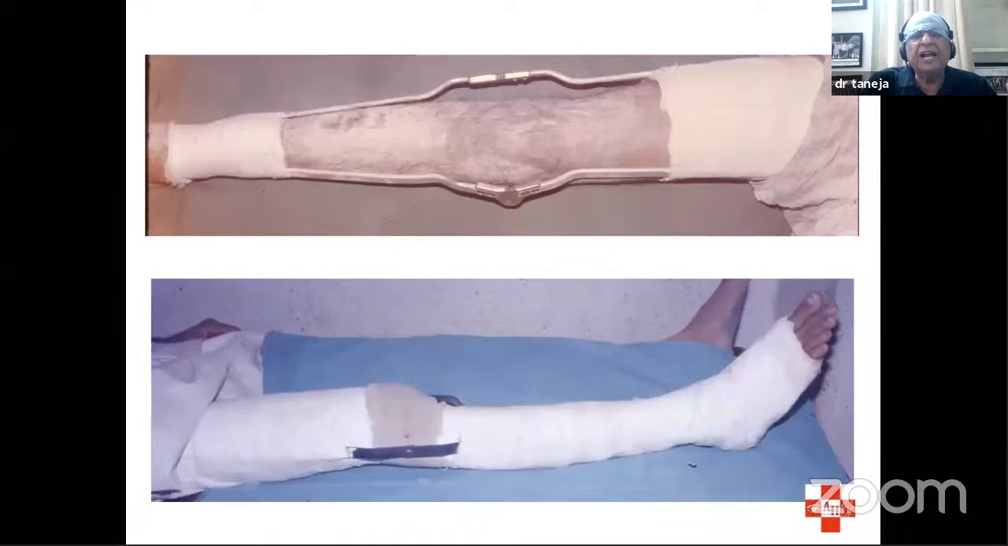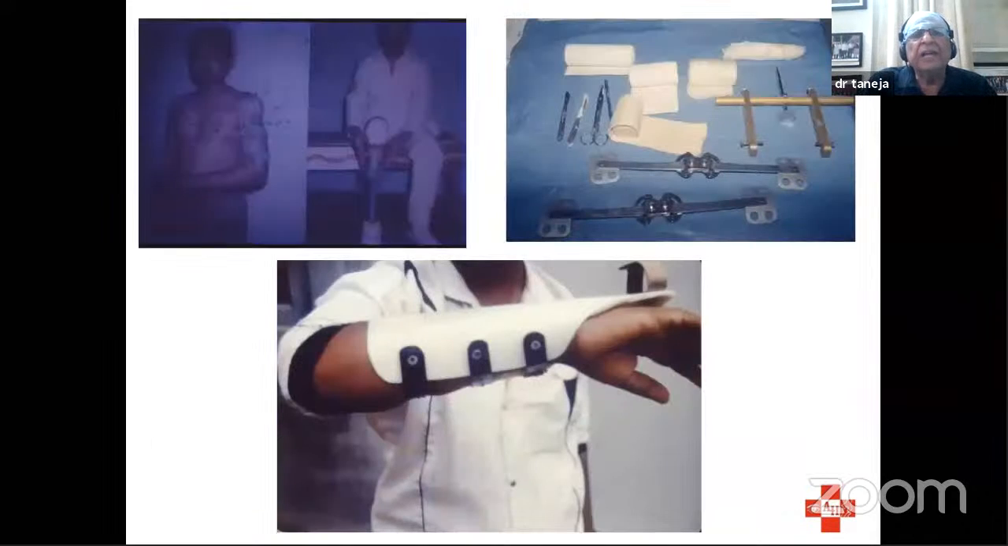There are different types of cast bracing: locally made, the cast brace from the Alimco, the cast brace imported from different companies, with different thermoplastic material. All is available. You can see these are the different types of braces that we have been using. The material, the stockinette, the soft roll, the plaster bandages, the brace, that is what you are seeing there.